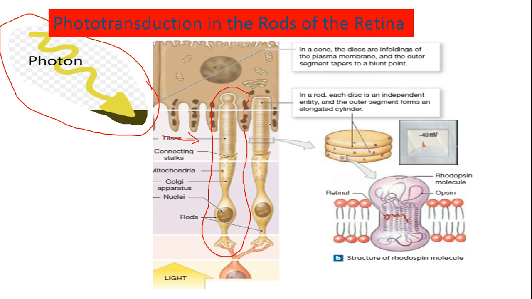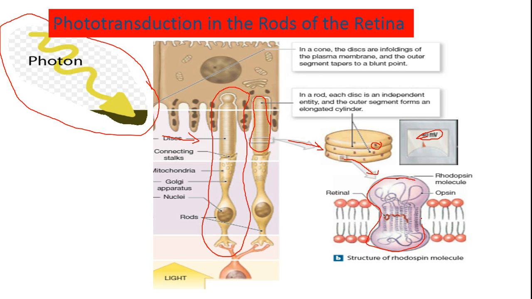Now let's blow this picture up here in the discs. Now the disc, we have a blown up version over here, and we want you to pay attention to this negative 40 millivolts right over here, because that plays an important key role later in the next slides to come. But we're going to focus right here on these tiny little purple pigments, which again we blow up over here, and this purple pigment itself is called rhodopsin.